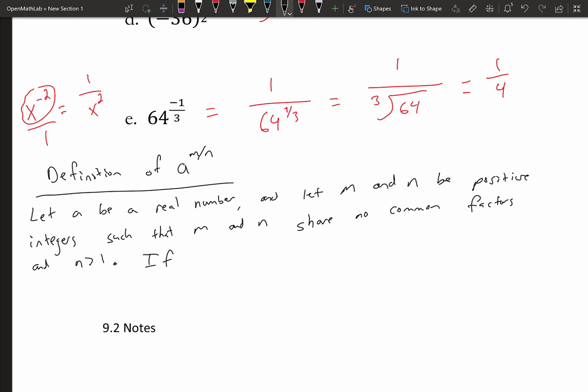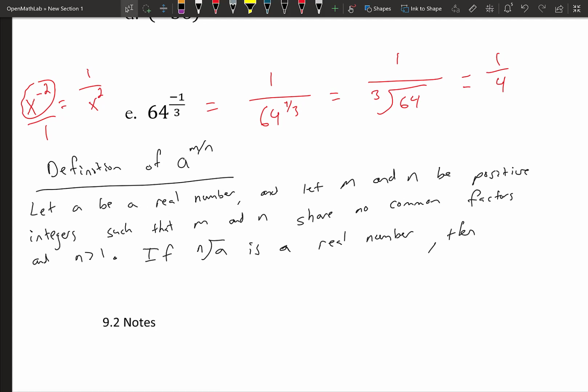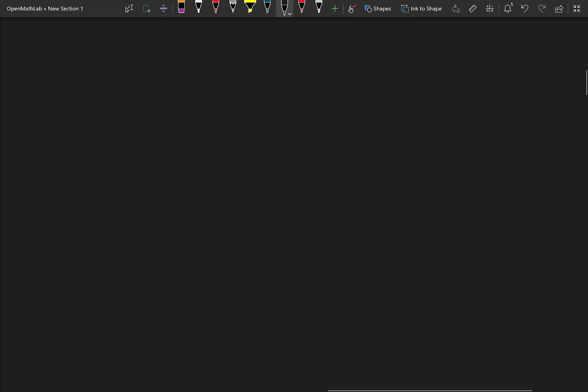So if the nth root of a is a real number, then the following is true, right? If we have a to the m divided by n, I can think about that as a to the 1 divided by n times m. Let me come off to the side and show you what I mean. m divided by n, we can think about as m over 1 times 1 over n, or essentially m times 1 over n. So I can rewrite that with the idea of multiplying fractions.